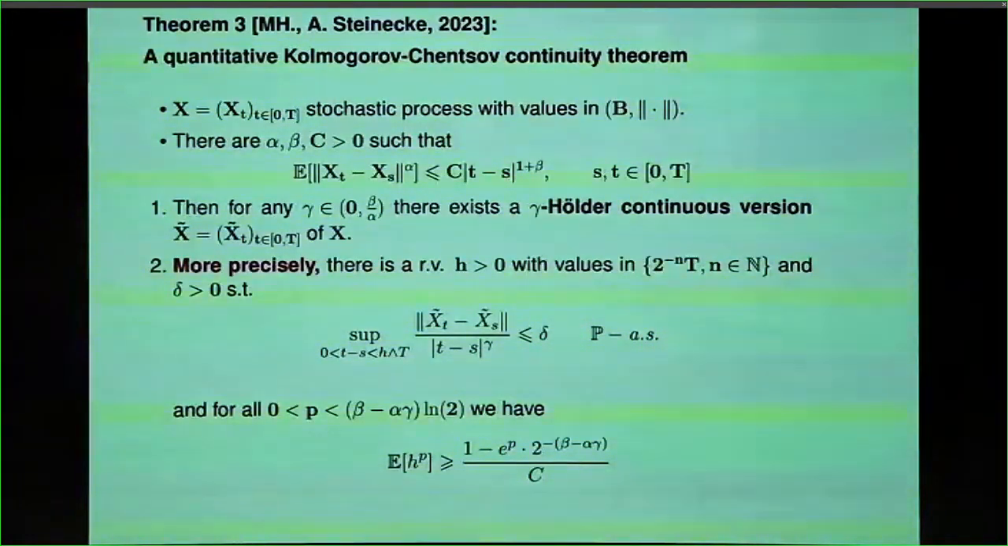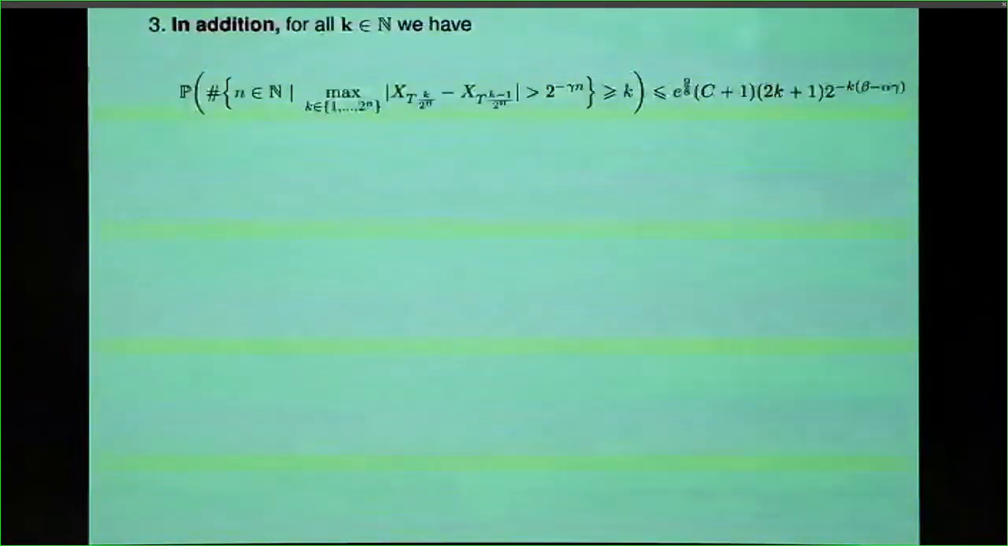And you can really write down some probability, and you can translate it into the exponential moments of something. Okay, and this is what we get here. We get lower bounds for this modulus of continuity of this Hölder quotient.